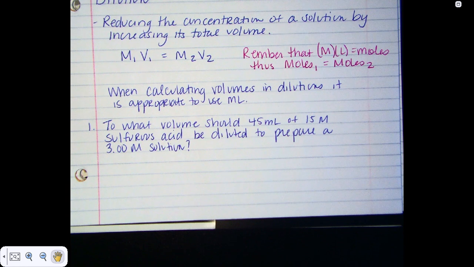To what volume should 45 milliliters of a 15 molar sulfurous acid solution be diluted to prepare a 3 molar solution?